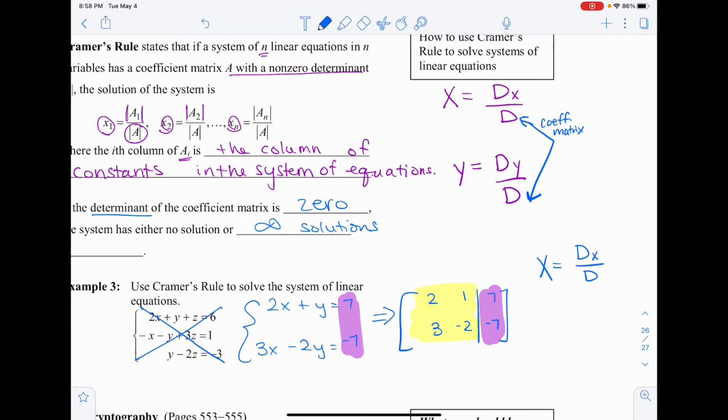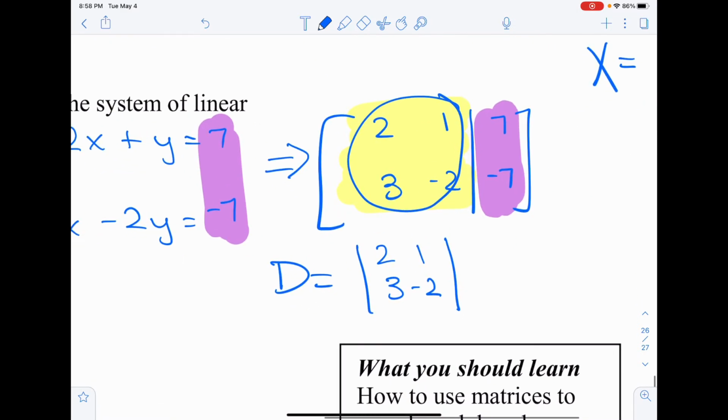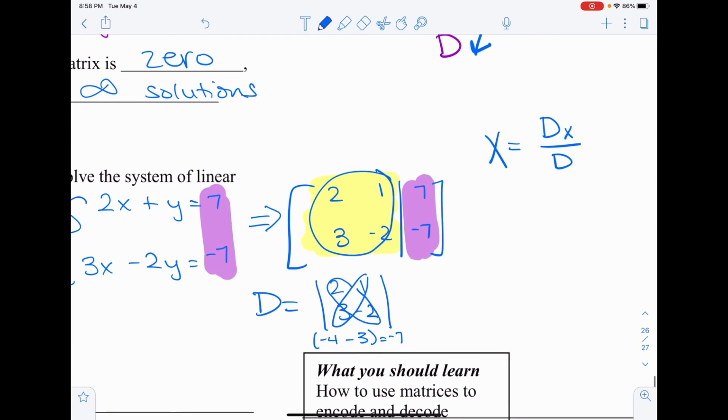So in order to find d, the determinant of d is only going to be the determinant of these numbers right here. So of 2, 1, 3, negative 2. So when I do that, we're going to end up with negative 4 minus 3. We end up with negative 7. So that's d.